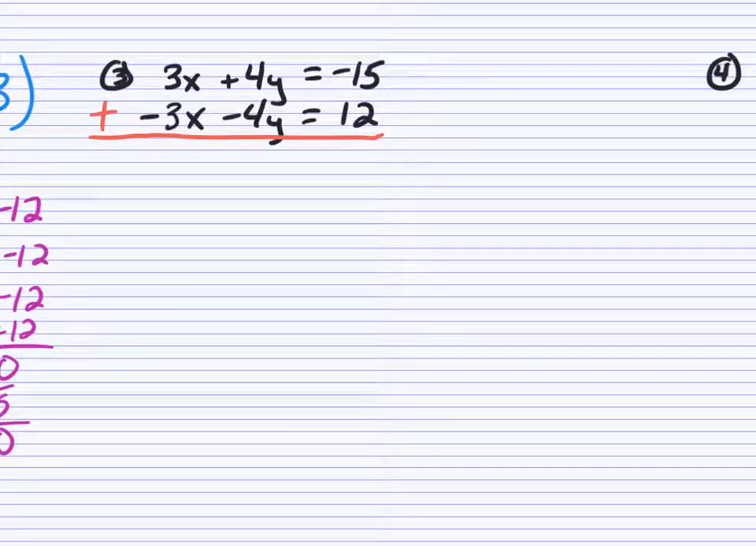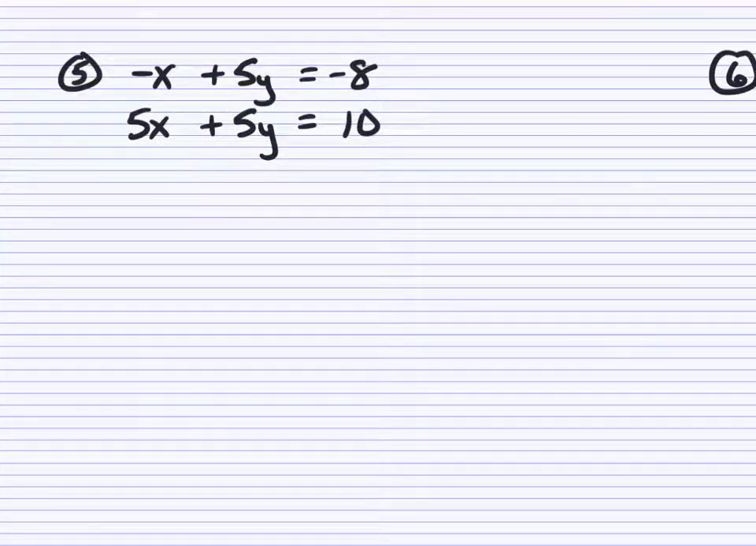Negative 3x, positive 3x are gone. Negative 4y and positive 4y are gone. I'm left with nothing on the left side. And what number represents there's nothing over there? 0. On the right-hand side, negative 15 and positive 12 gives me negative 3. Now, since there's no variables, I just have to ask myself, is this a true statement or a false statement? And 0 does not equal negative 3, so that's false. So what's my answer? No solutions.